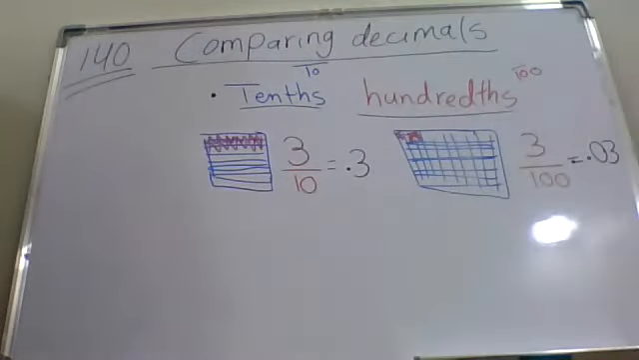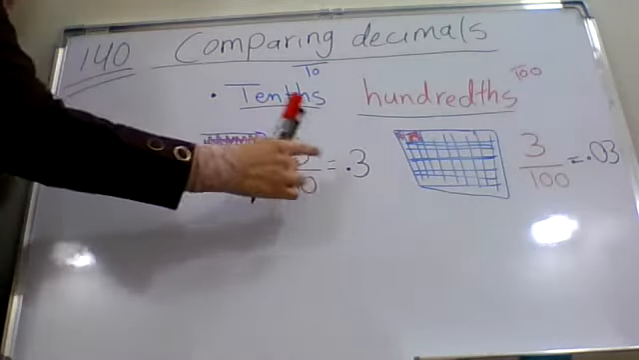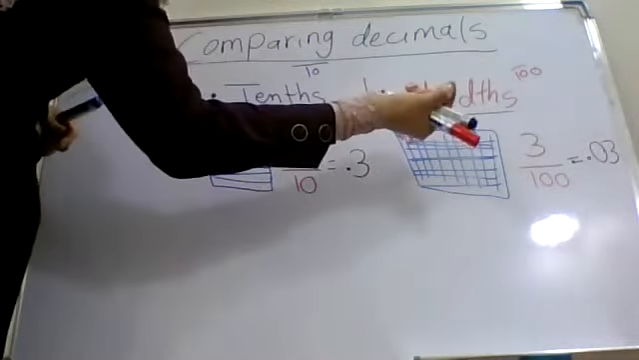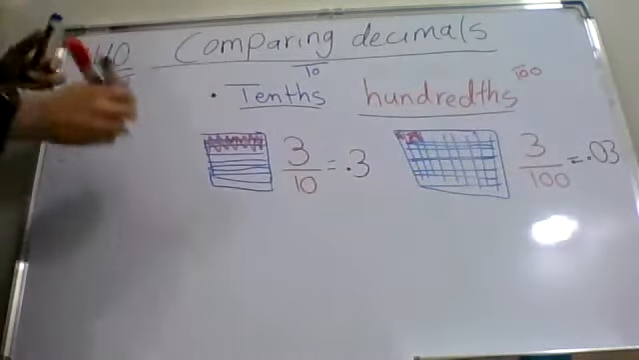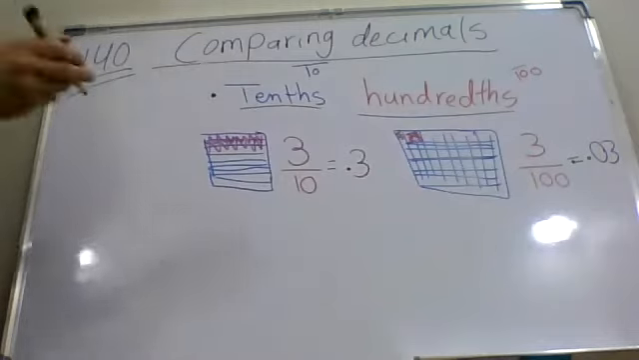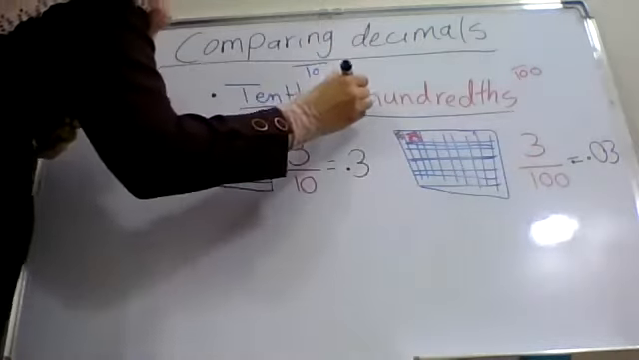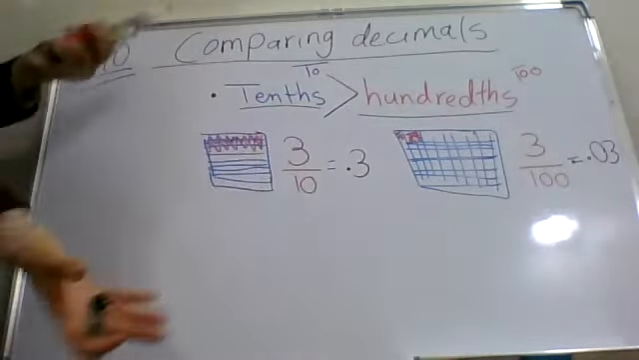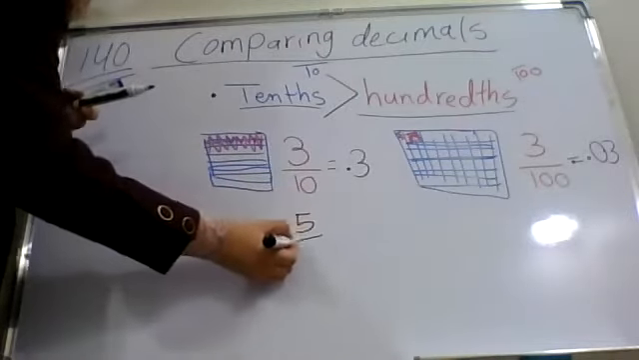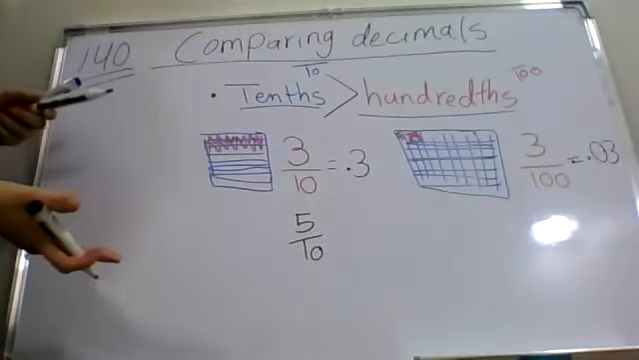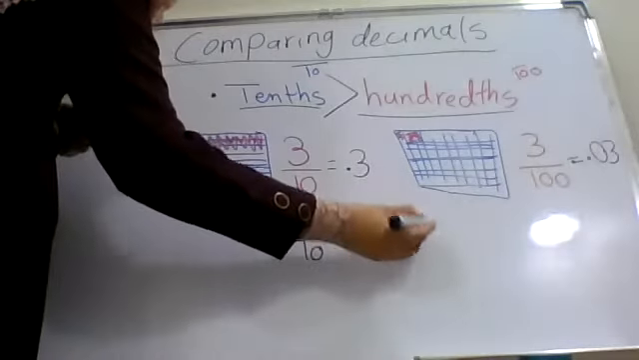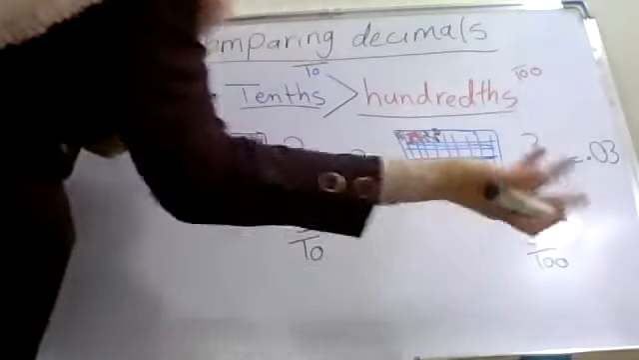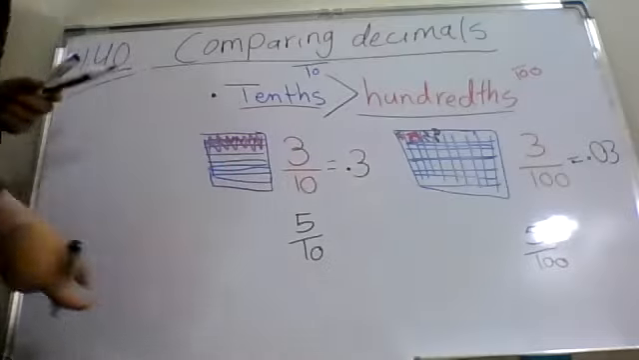So for sure, having 3 out of 10 is a lot bigger than having 3 out of 100, okay? So always the big rule that you have to know is that the 10th is always bigger than the 100th. If you have something out of 10 pieces, you have a lot. Like if you have 5 out of 10, you have half of what she has, right? But what if she gave you 5 out of 100? She gave you nothing. So just a small part.